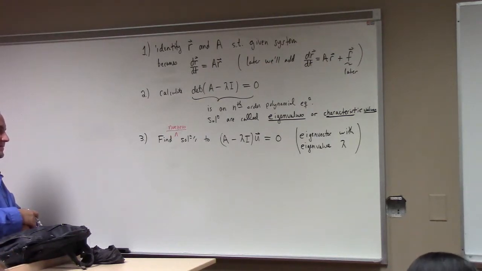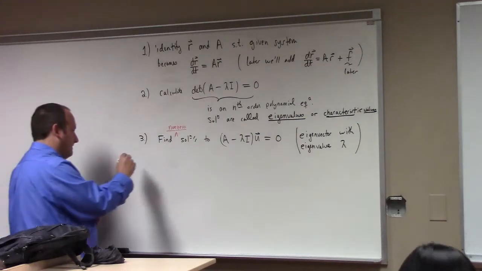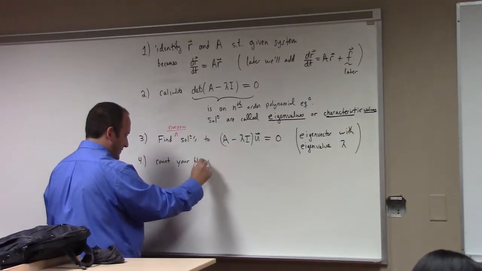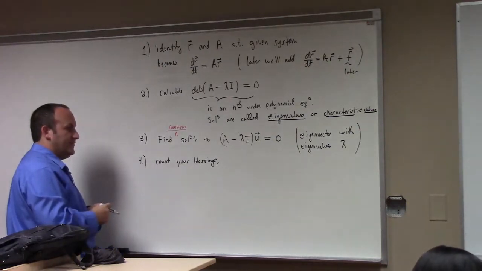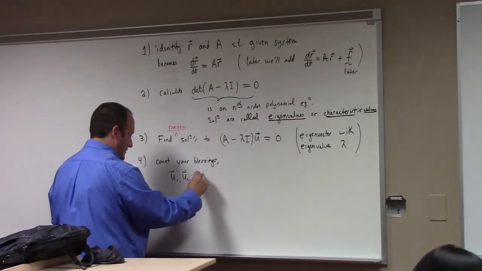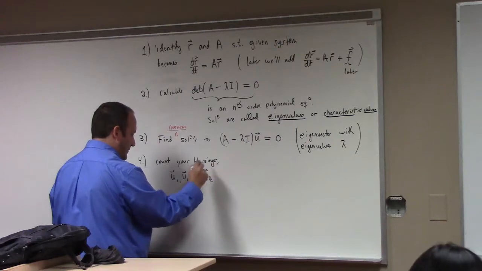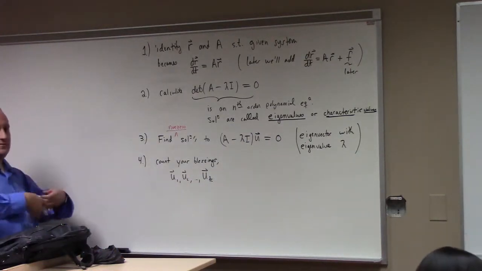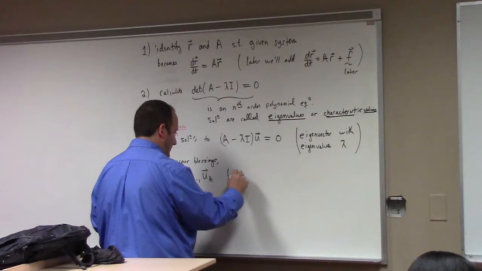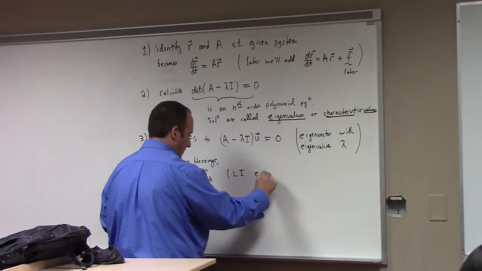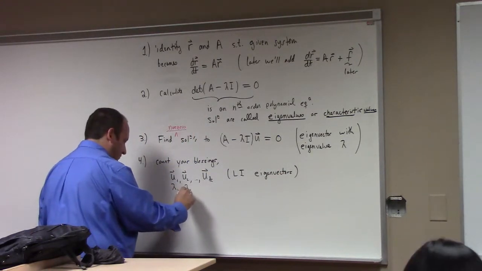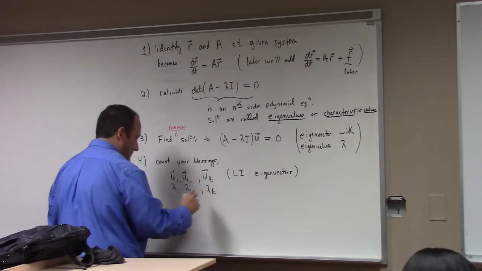All right. Now, step 4, count your blessings. Name them one by one. Let's see here. So, like, you got yourself a u1, you got yourself a u2, uk. All right. You collect a set of eigenvectors. So these are linearly independent eigenvectors. And let's suppose that they have eigenvalues lambda 1, lambda 2, lambda k respectively, right?